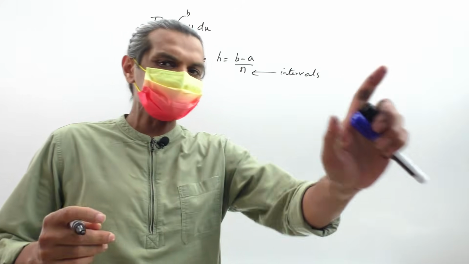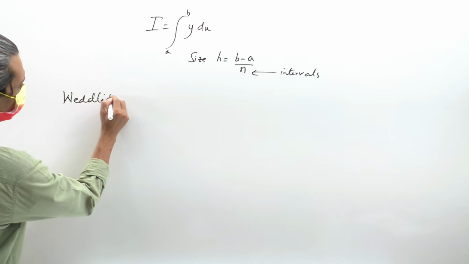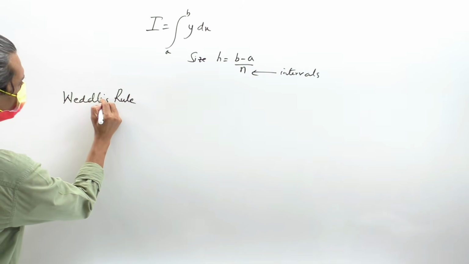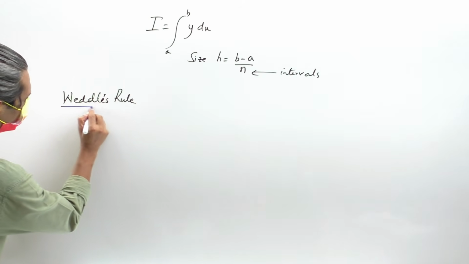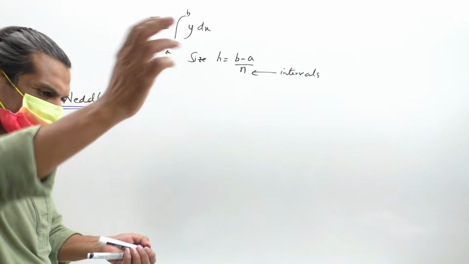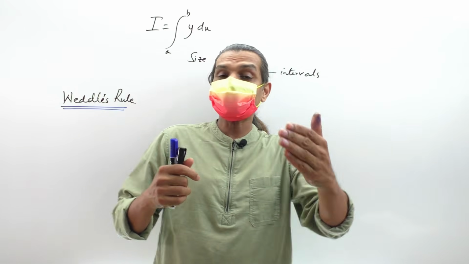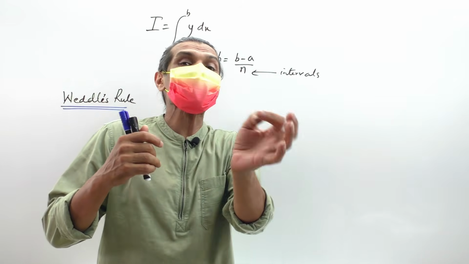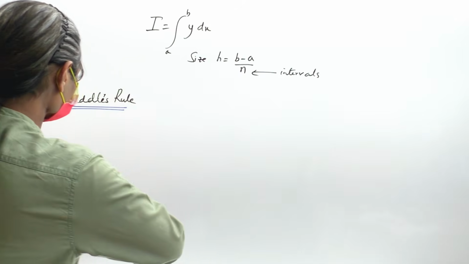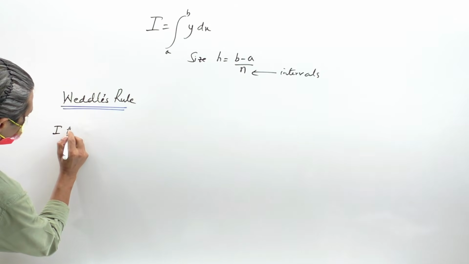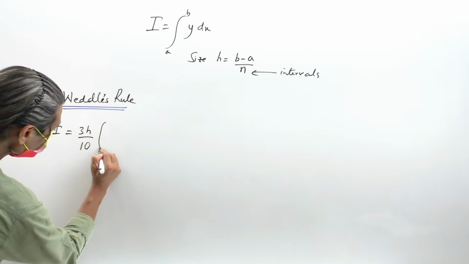Now, Weddle's rule can be written in its simplest form. Recall that for Simpson's 1/3 rule, I was equal to h by 3. For the 3/8 rule, it was 3h over 8. Now listen carefully, for Weddle's rule, I will be equal to 3h over 10 into bracket.